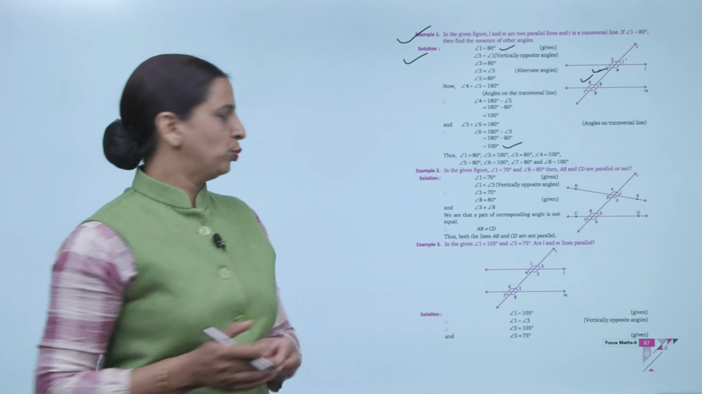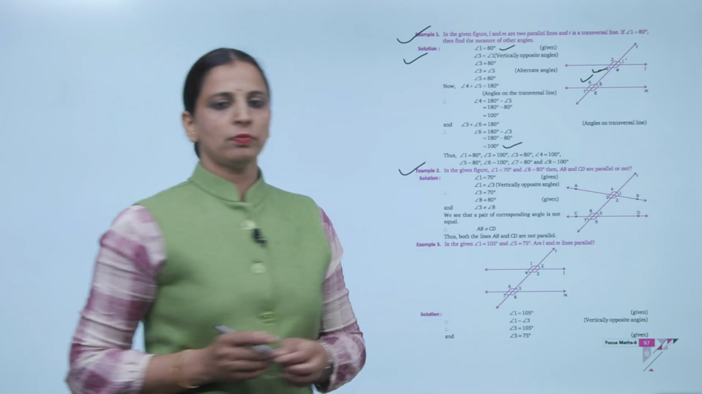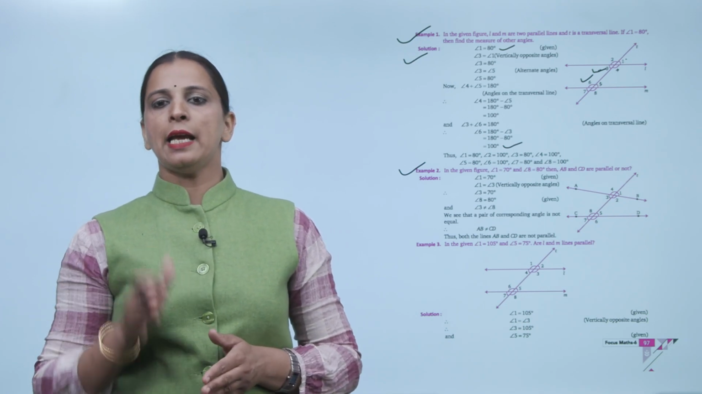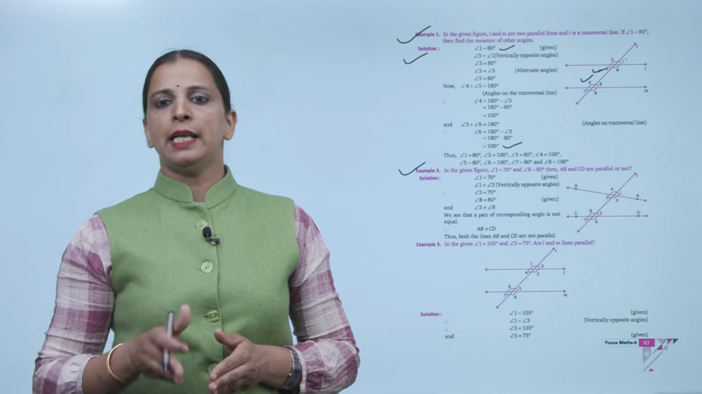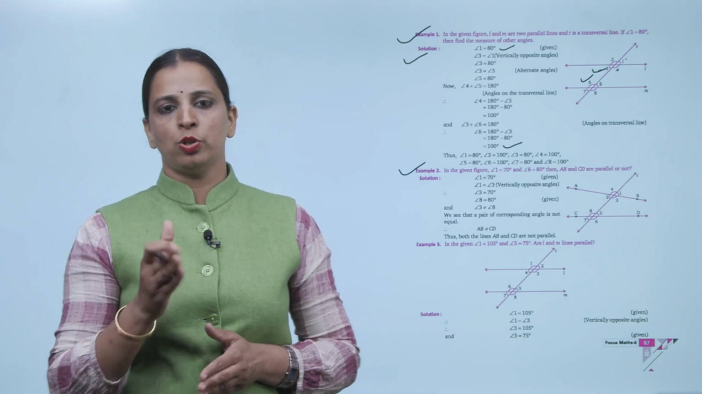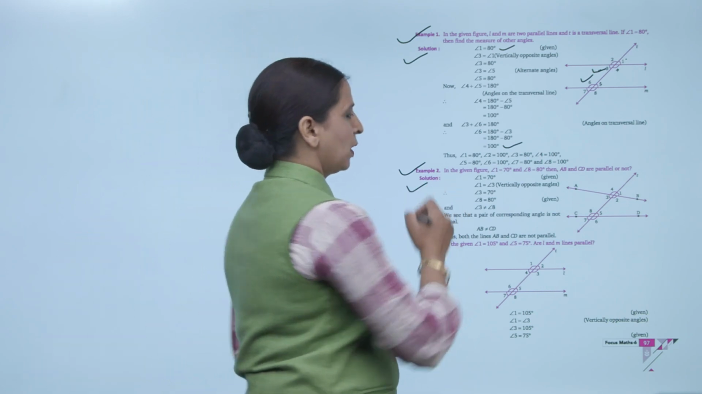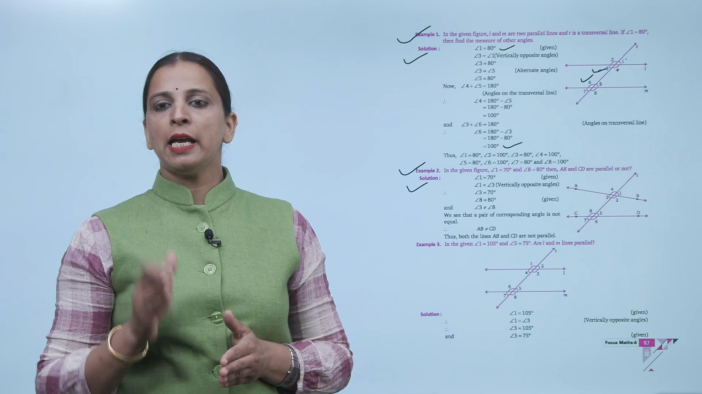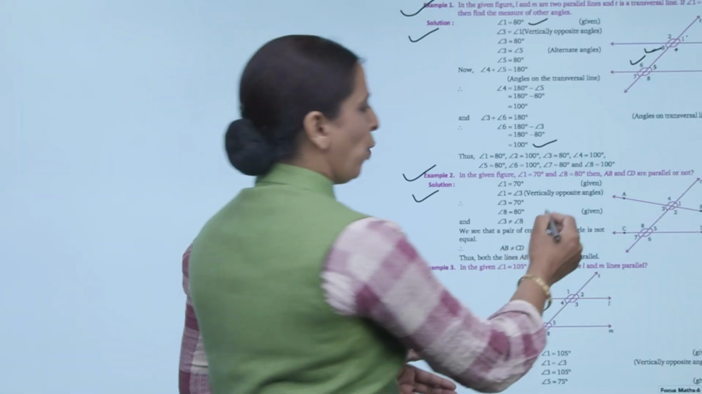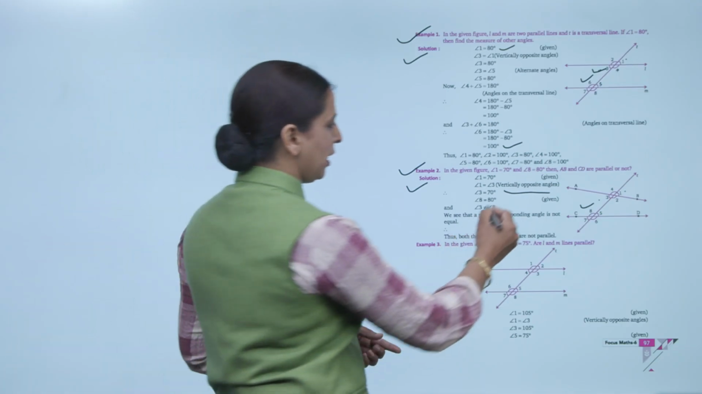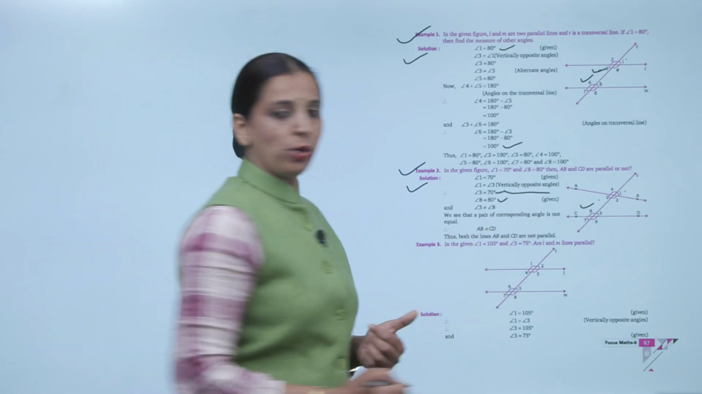Now example 2. In the given figure, angle 1 is equal to 70 degrees and angle 8 is equal to 80 degrees. Then AB and CD are parallel or not? सॉल्यूशन करते हैं. एंगल 1 इज इक्वल्स टू 70 डिग्री गिवन है. एंगल 1 इज इक्वल्स टू एंगल 3, वर्टिकली अपोजिट एंगल, राइट. एंगल 3 इज इक्वल्स टू 70 डिग्री and angle 8 is equal to 80 degrees.